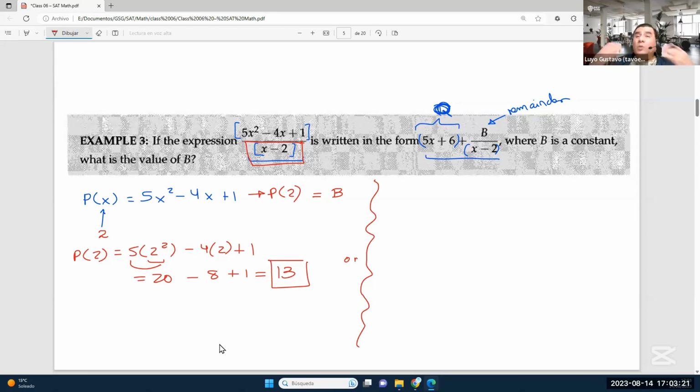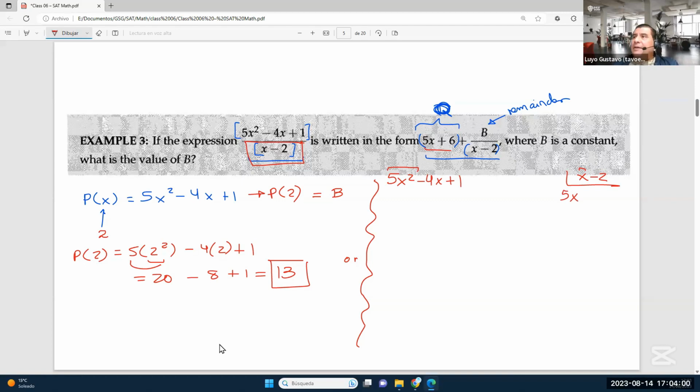We are doing the whole division, okay? So that you can verify how this works in all cases. 5x squared minus 4x plus 1 divided by x minus 2. Notice that by doing the division, we will be able to identify what is the quotient, which is this part, and what is actually the value of b, the remainder. Take a look. 5x squared divided by x. Easy, right? 5x.